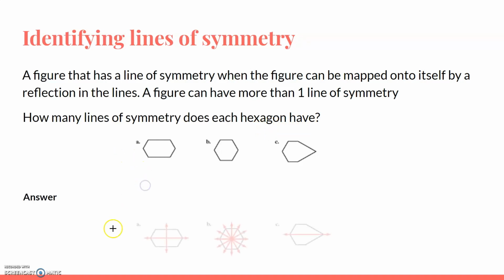Alright, so number A has 2 lines of symmetry. As you can see here, we can divide it up and down, which gives us 2 symmetrical figures, and then left to right gives us 2 symmetrical figures. And then for the middle one, this has 6 different lines of symmetry: 1, 2, 3, 4, 5, and 6. If you divide it in all 6 of these directions, the figure will look the same at the end. And then for this one, this only has 1 line of symmetry going left to right, and that's the only cut that will give us a symmetrical figure.